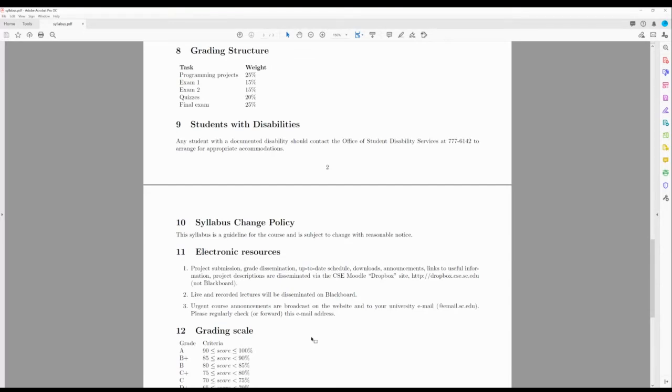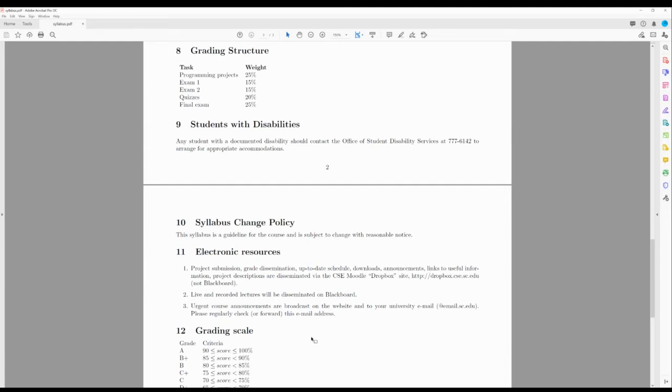Section 10 is the syllabus change policy. As I mentioned, this is not going to be a super polished course. We're trying to adapt to the times, and so we may end up changing things around, in particular the topics that we cover. I don't really have a good sense of how long I'm going to need to spend on each of these topics, so even though I have a good idea of what I want to cover, I'm not sure about the time required. But we'll give you plenty of notice if we make any changes.